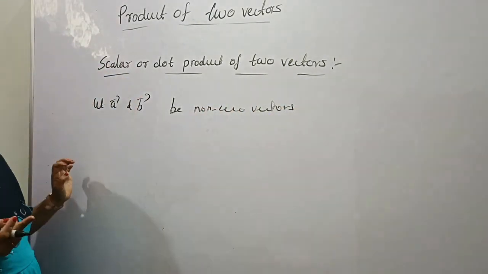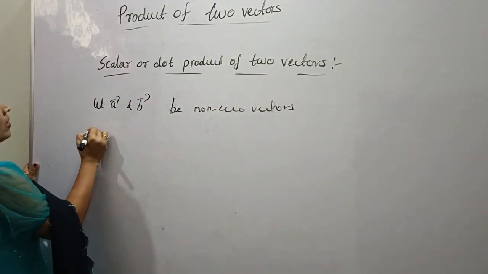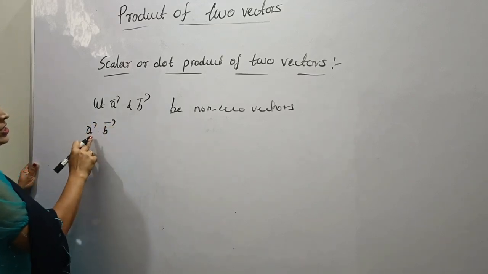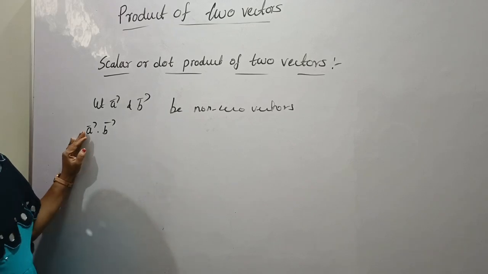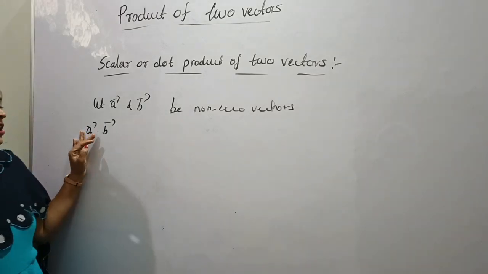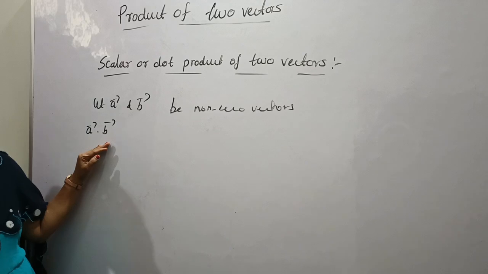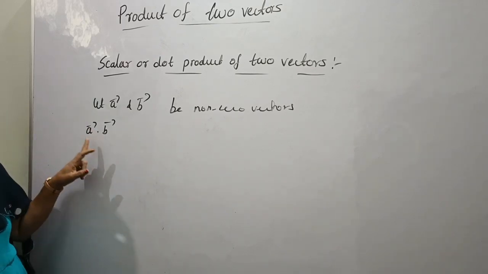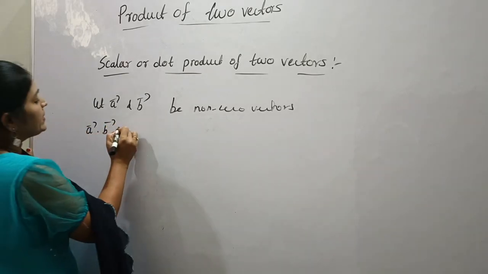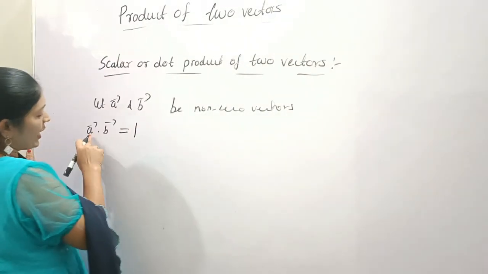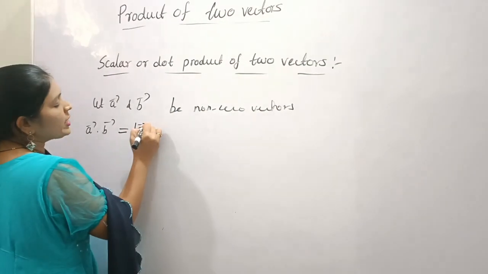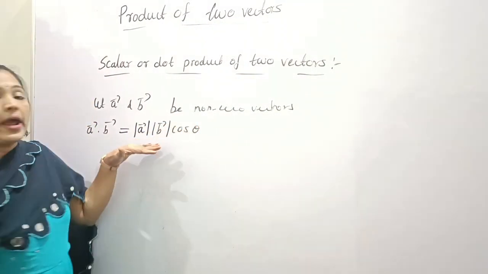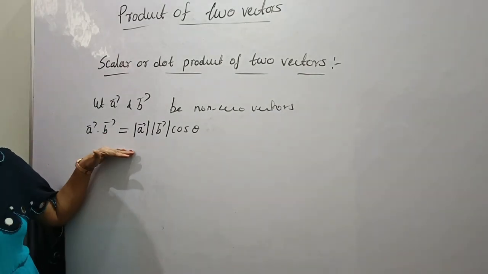Then the dot product or scalar product of two vectors, vector A and vector B, is denoted by vector A dot vector B. That is the scalar product of vector A and vector B. It is defined as vector A dot vector B is equal to modulus of vector A into modulus of vector B into cos theta. Okay, it's very important.